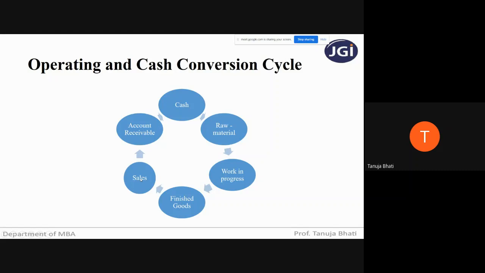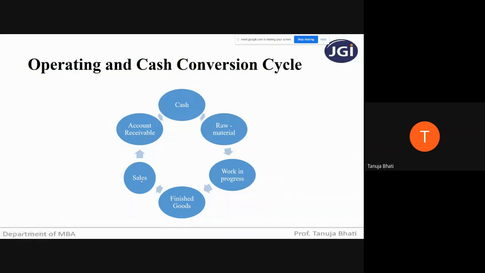Now, we know that sales can be of two types. One is cash sales and the other is credit sales. Suppose it is a cash sale, then accounts receivable will not come into the picture. The sales will directly go to the cycle of cash, like the sales will be succeeded by cash if there is a cash sale. Like suppose on the counter, if you're selling finished goods for cash, then you will immediately receive the cash. So accounts receivable will not come into the picture.